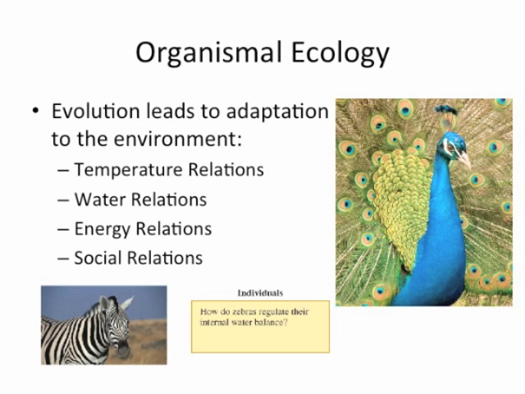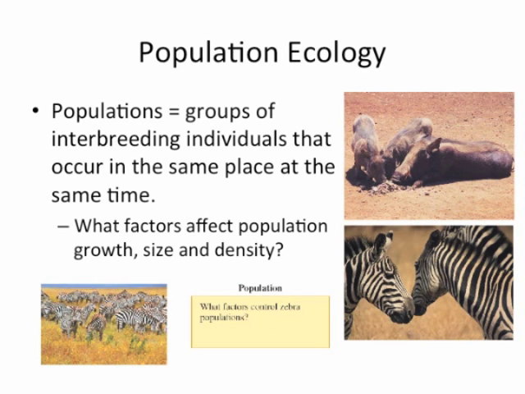So the next level up from organismal ecology is population ecology. A population is, which we've talked about before, but I'll reiterate now, and I'll also talk about it again when we get to the next chapter on Tuesday, a group of interbreeding individuals that occur in the same place at the same time. Because they're interbreeding, it means they're the same species. So a question a population ecologist might ask is, what factors affect population growth, size, and density?